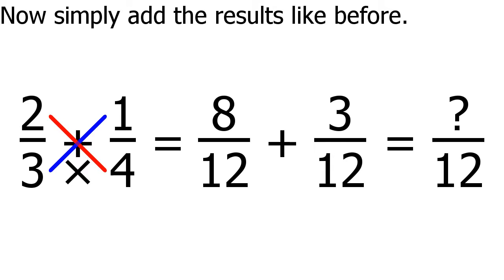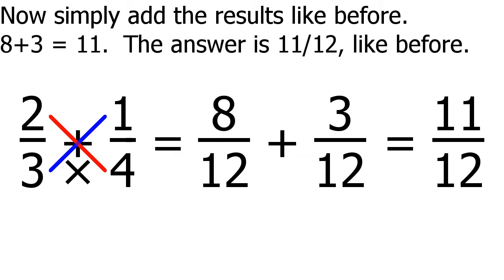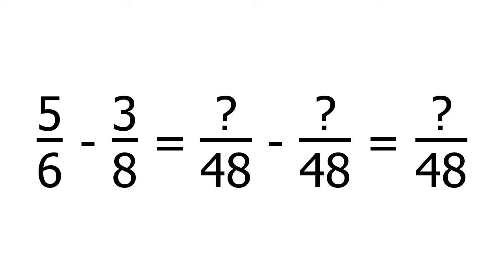Now simply add the results like before. 8 plus 3 equals 11. The answer is 11/12 like before. By the way, I carefully said a common denominator instead of least common denominator for a reason.